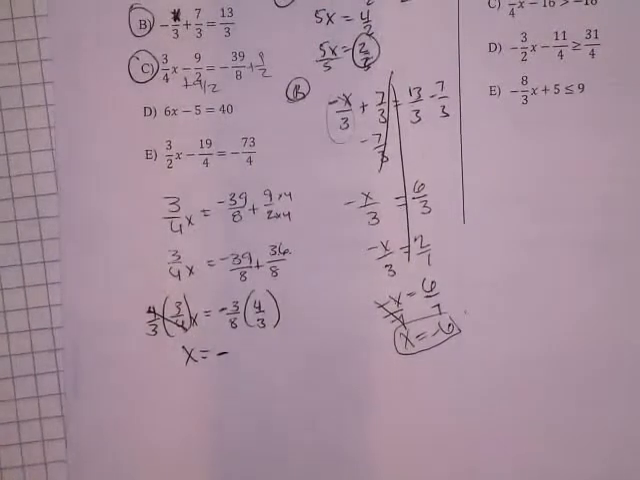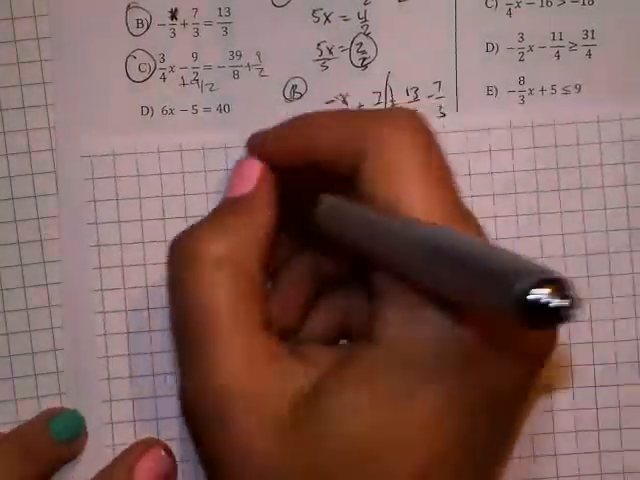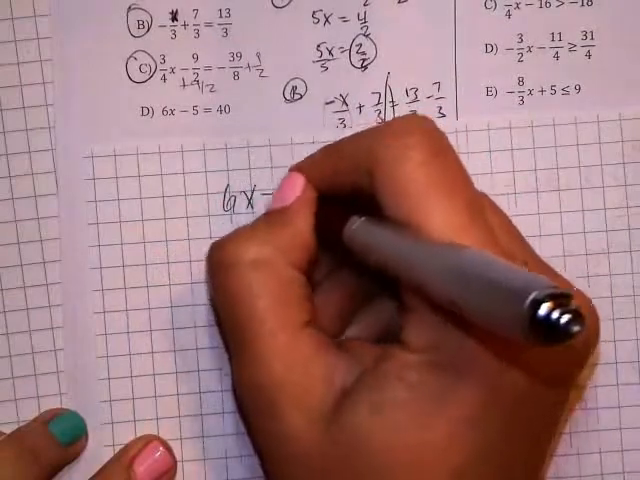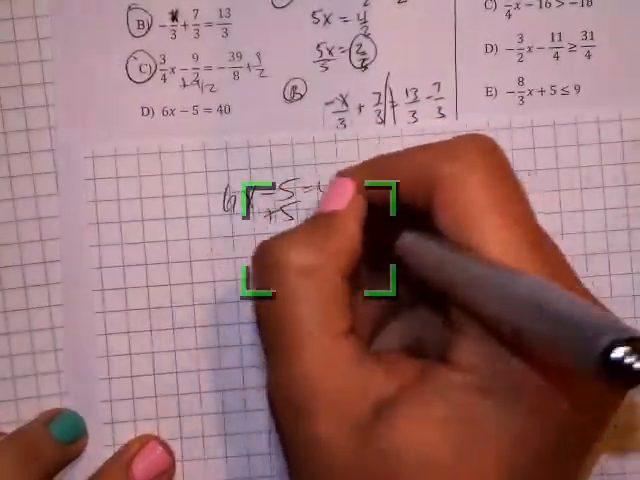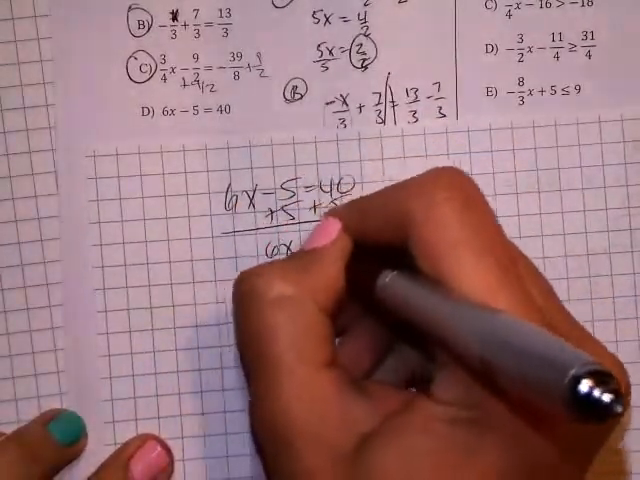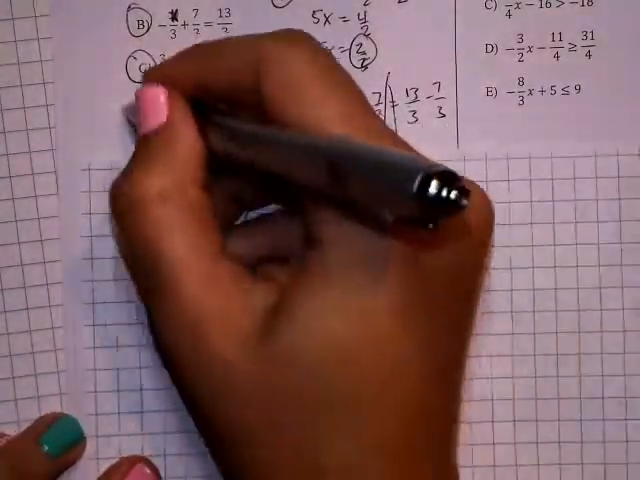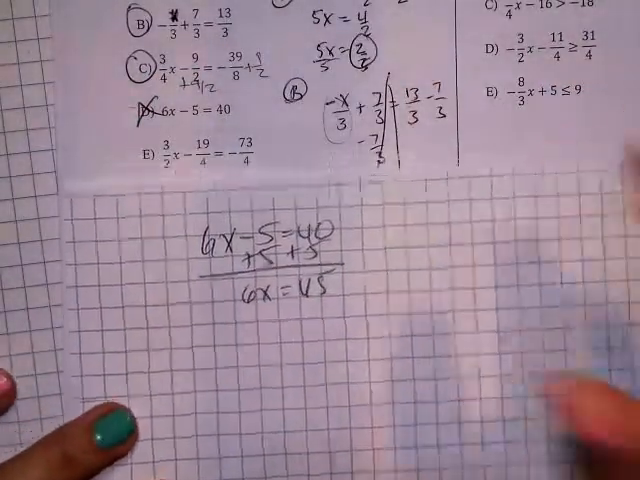Let me get a sheet of paper. D. 6x minus 5 is equal to 40. Plus 5 on both sides. 6x is equal to 45. There's no way it's negative.